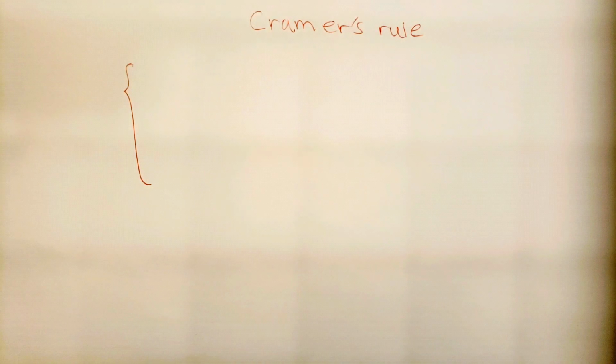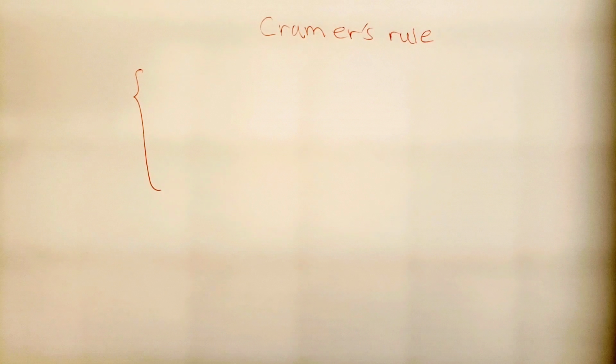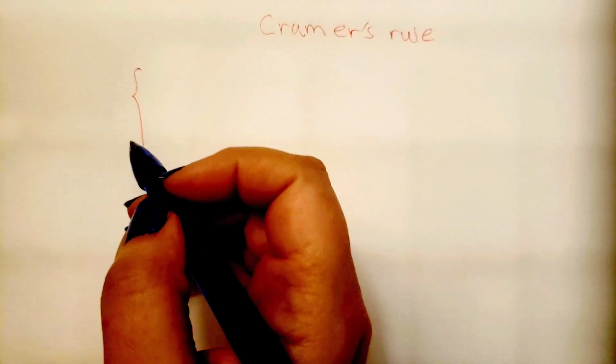So let's start. I will start this video and explain everything with an example. In order to learn the basics about Cramer's rule, you can refer to my previous video on systems of linear equations with two variables.